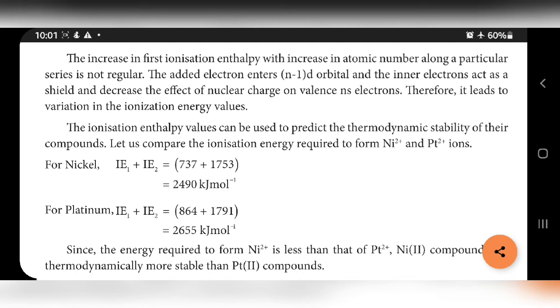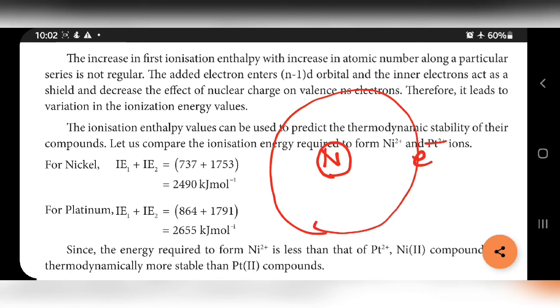So the added electron enters the n-1 d orbital and the inner electrons act as a shield. If this is the nucleus and this is the outermost electron, between these there are many inner orbits, and in those orbits many electrons revolve around the nucleus, so they act as a shield, like a compound wall. So it decreases the attractive forces between the nucleus and the outermost electron.